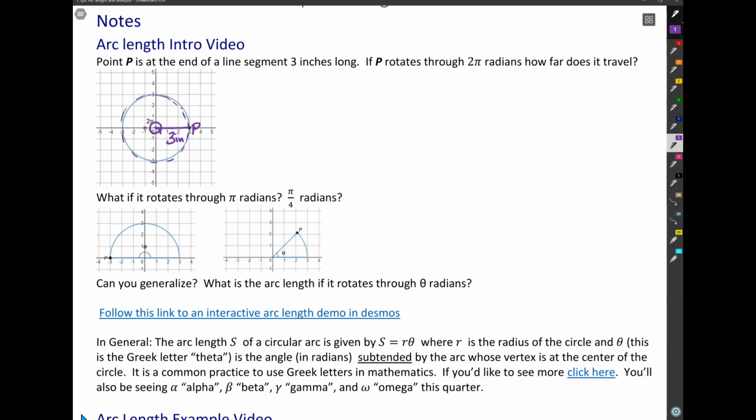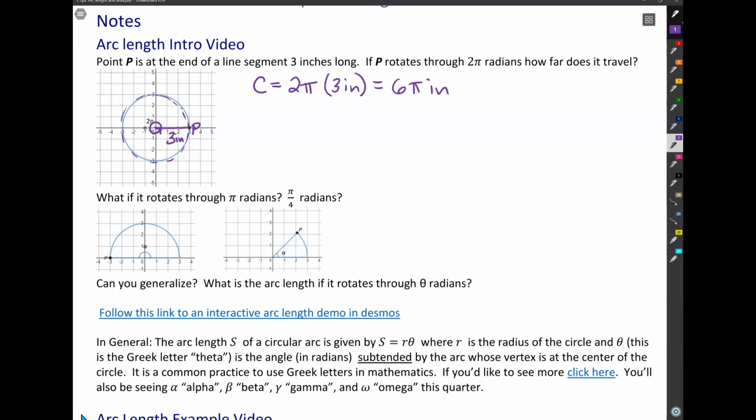And this again goes back to just the circumference of a circle, right? So this is really just saying, okay, what is the circumference of your circle? And we know that's 2 pi times the radius. So our circle has a radius of 6 pi inches, and that's the answer to the question. If you rotate through the entire circle, that point on the end of the segment will travel 6 pi inches.